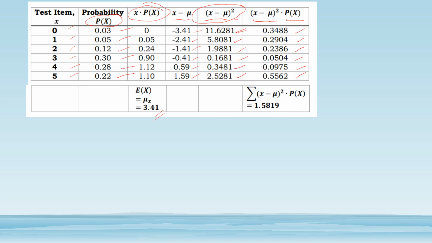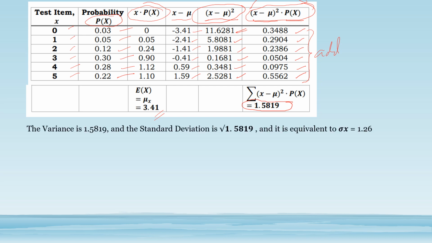0.5562. And the last step, since the formula for variance is the summation of x minus mean squared times probability of x, all we need to do is to add all of this. Adding all this together will give us 1.5819. The variance is 1.5819. And the standard deviation is the square root of 1.5819 and it is equivalent to 1.26.